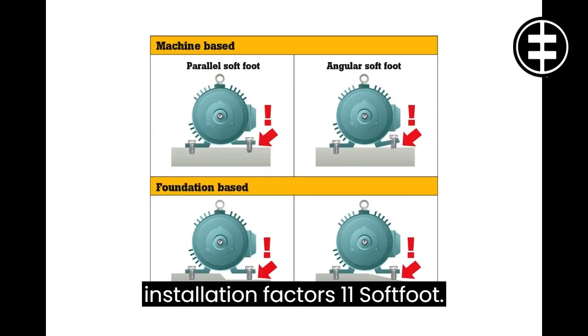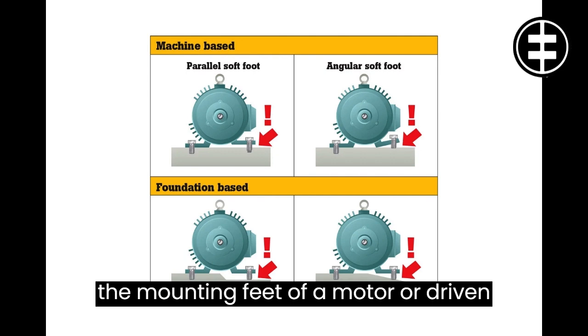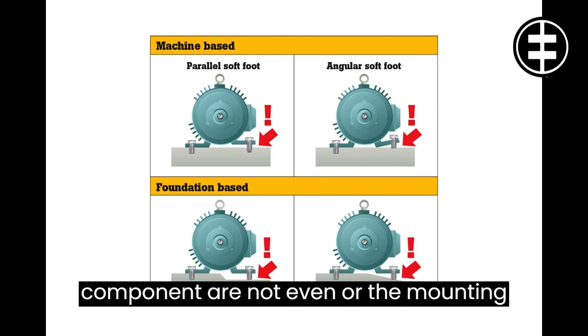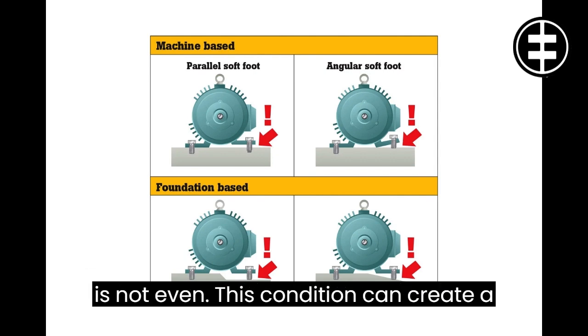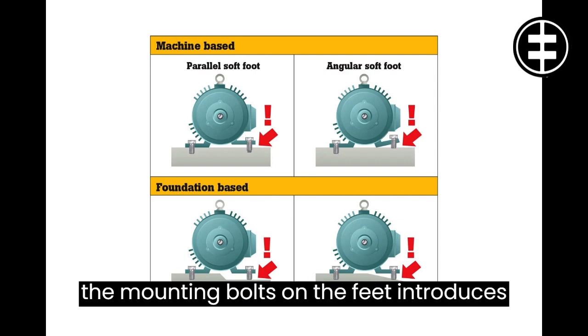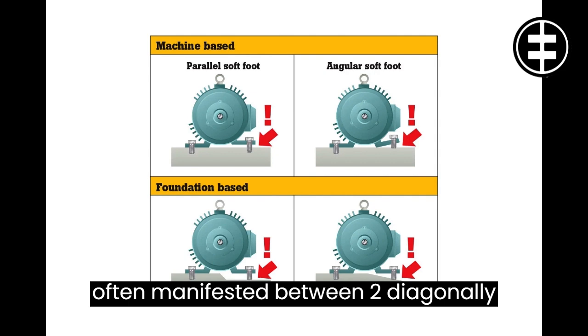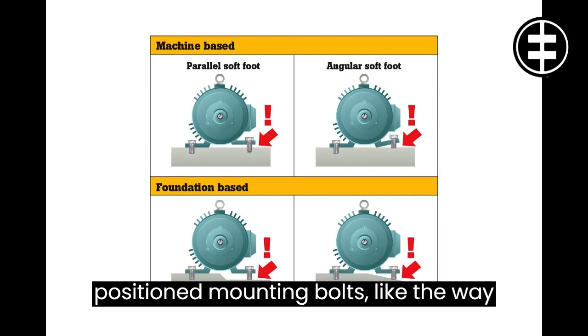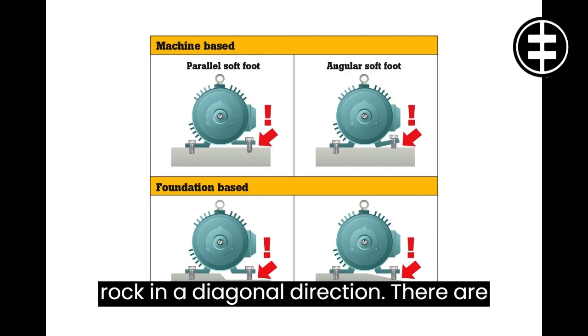Improper installation factors. 11. Soft foot. Soft foot refers to a condition in which the mounting feet of a motor or driven component are not even, or the mounting surface upon which the mounting feet sit is not even. This condition can create a frustrating situation in which tightening the mounting bolts on the feet introduces new strains and misalignment. Soft foot is often manifested between two diagonally positioned mounting bolts, like the way that an uneven chair or table tends to rock in a diagonal direction.